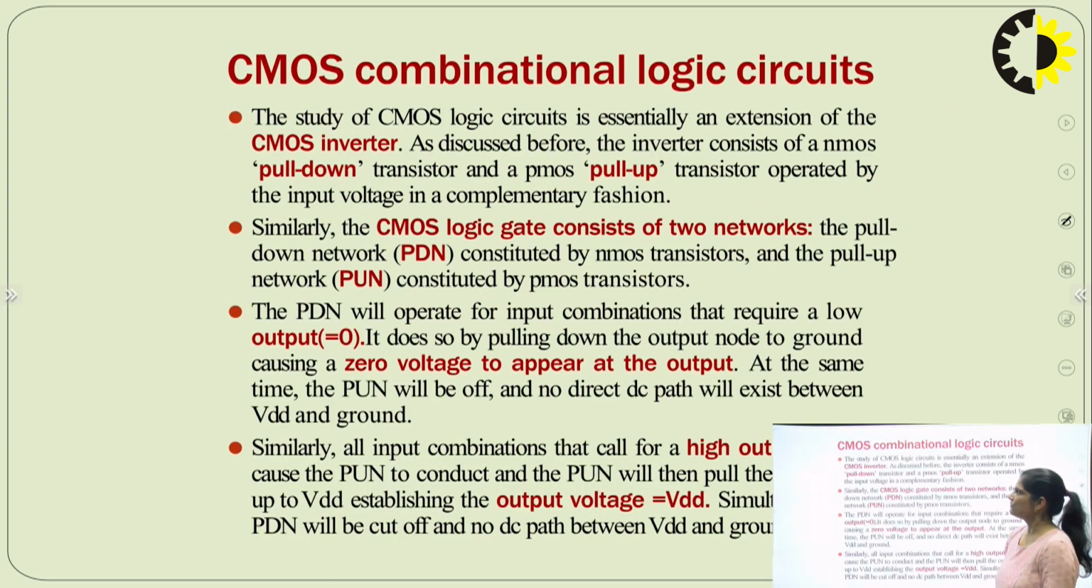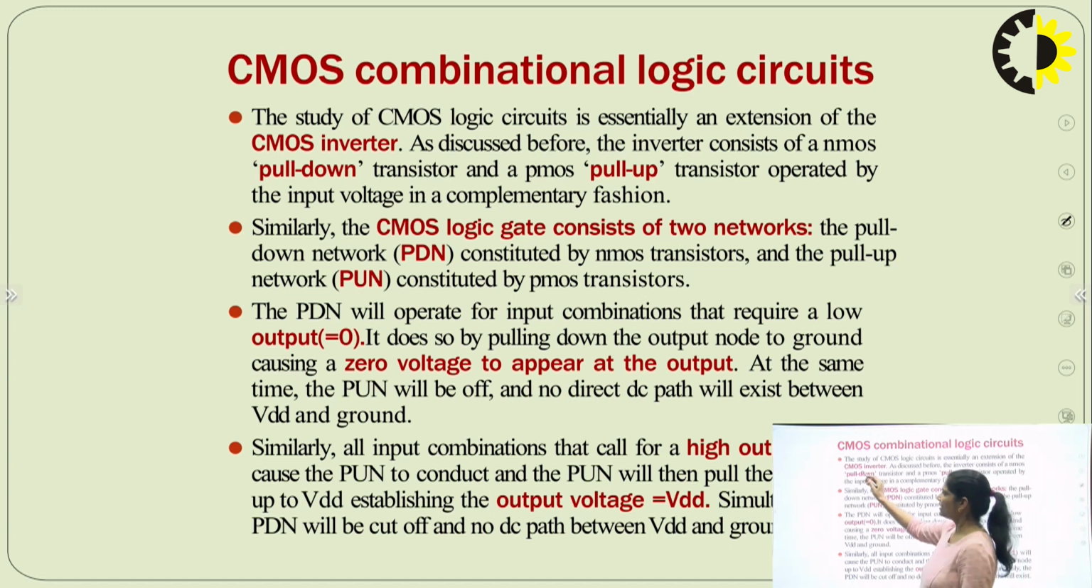Now we will study CMOS combination logic circuits. What are your basic gates? Basic gates are AND, OR, NOT and universal gates are NAND and NOR. So these are combination logic circuits. We will study the CMOS implementation of basic gates and universal gates. The study of CMOS logic circuits is essentially an extension of the CMOS inverter. First you should know the CMOS inverter, then only you can proceed to the CMOS implementation of AND, OR, NOT gates and universal gates.